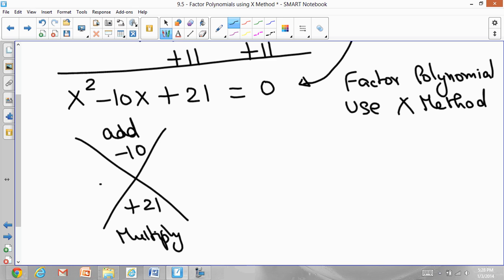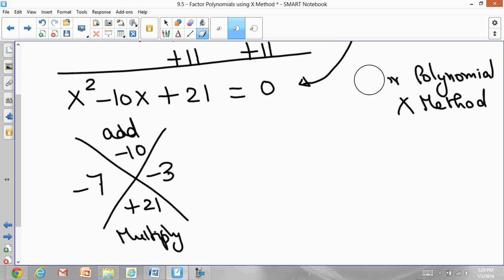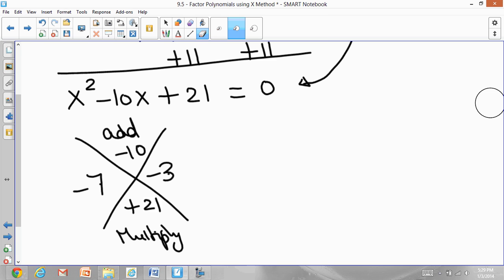So you need to know what two numbers multiply to give you 21, and the same two numbers will give you negative 10. So I have a 7 and a 3. 7 times 3 will give you 21, but I need a negative 10, so negative 7 combines with negative 3 to give you negative 10. So once you're done with your x, then you need to solve for x.